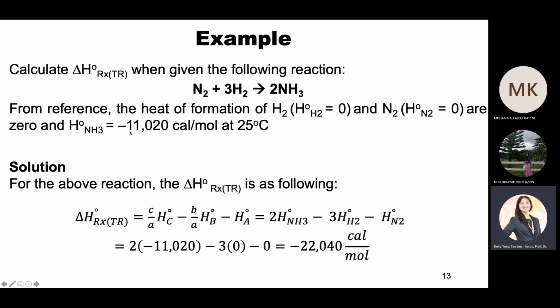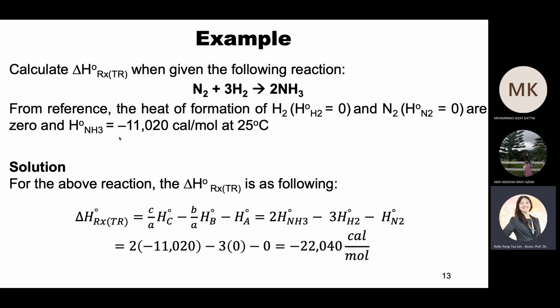Unlike ammonia, so ammonia heat of formation dia negative 11,020 calorie per mole. Maksudnya for you to form an ammonia gas at 25 Celsius, untuk setiap 1 mole dia akan membebaskan 11,020 kalori. Okay. Tanda negatif ni means haba dibebaskan, kalau positif haba is absorbed. Okay. So maksudnya case ni kalau kita nak membentuk ammonia pada suhu 25 Celsius, ammonia gas NH3, for every 1 mole you will actually release 11,020 calorie.